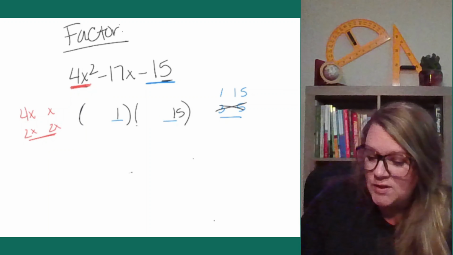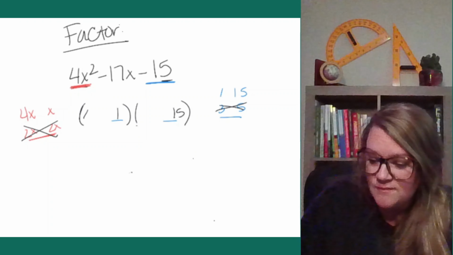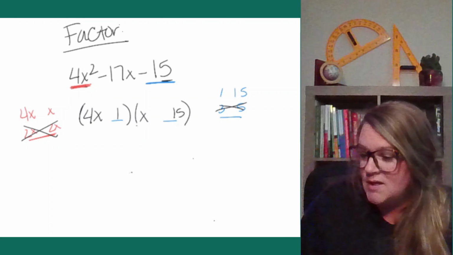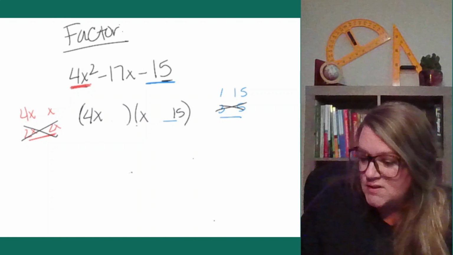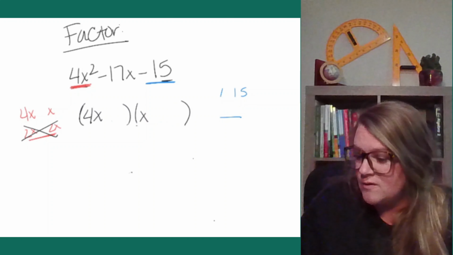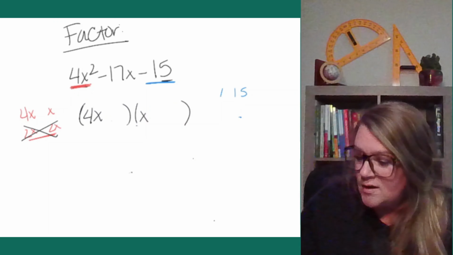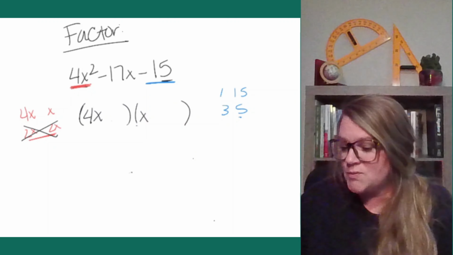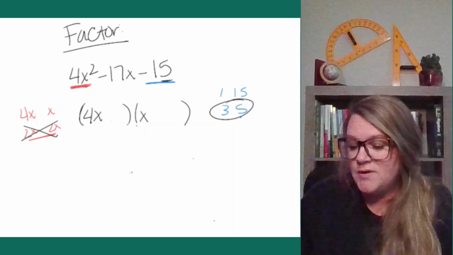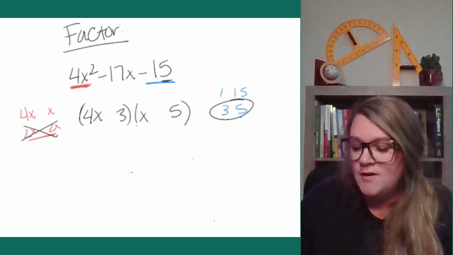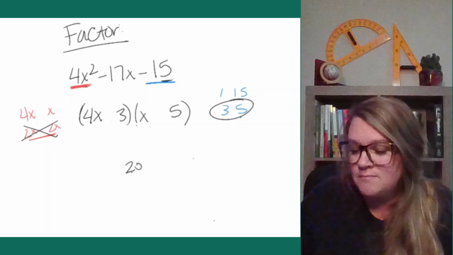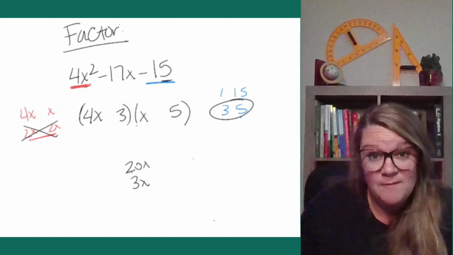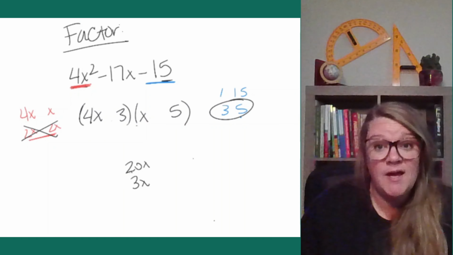So we tried 2x, let's try 4x. 4x and 1x. And instead of trying 1 and 15, let's come back to our drawing board over here on this one. And we will try our 3 and our 5 again. So 4x and x, we moved to the front. Let's try the 3 and the 5. 3 and 5. My outer gives me a 20. My inner gives me a 3. And I can make a 17 out of that. Okay, so I have the right numbers and I have them in the right places.